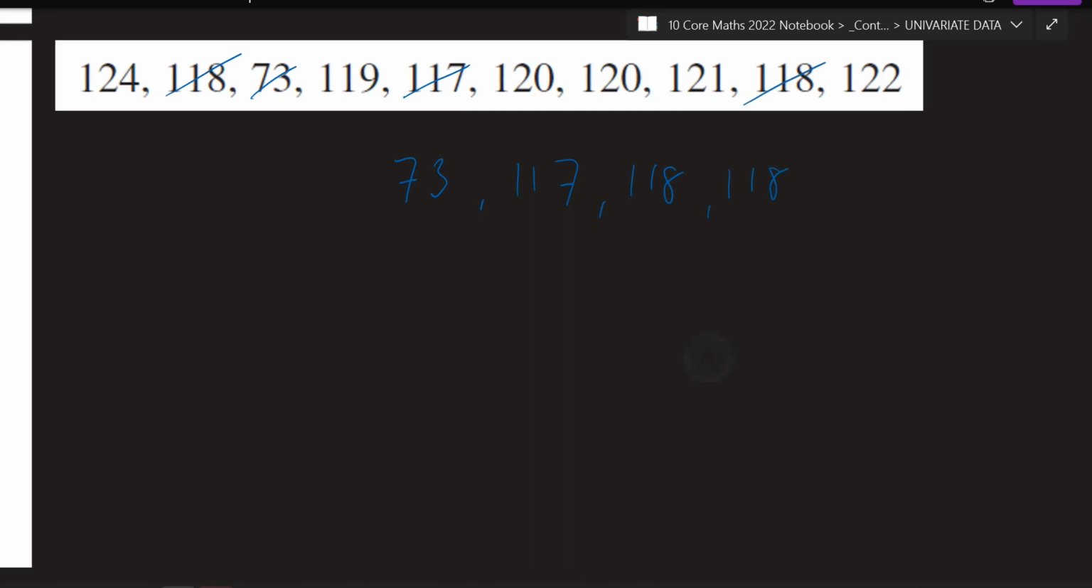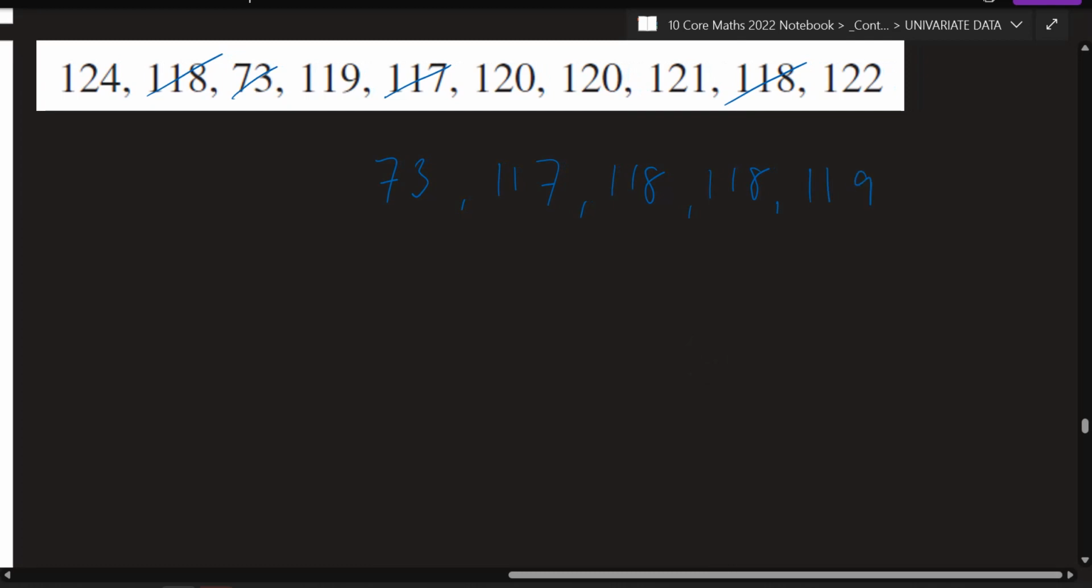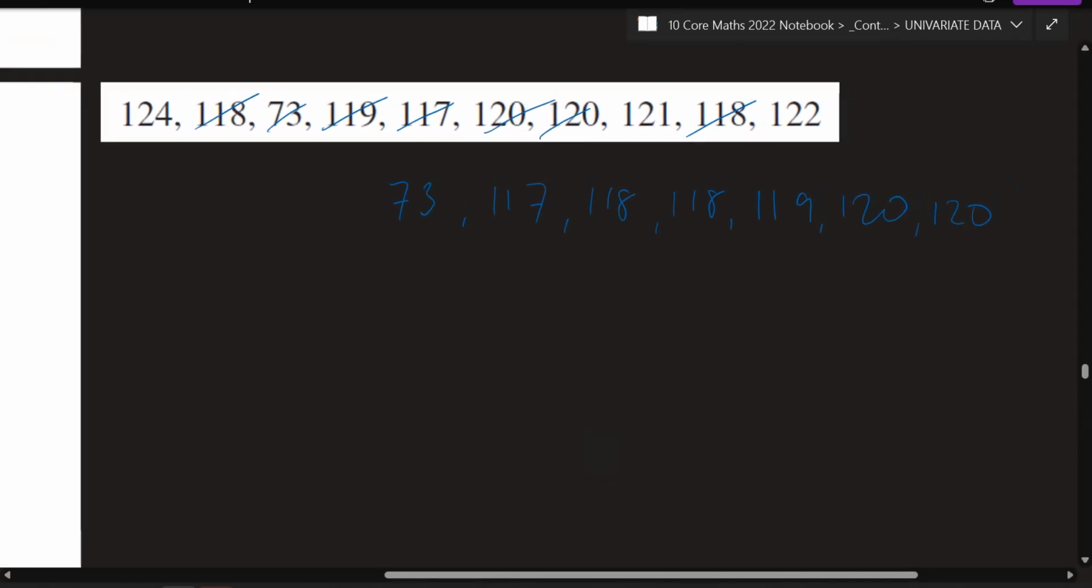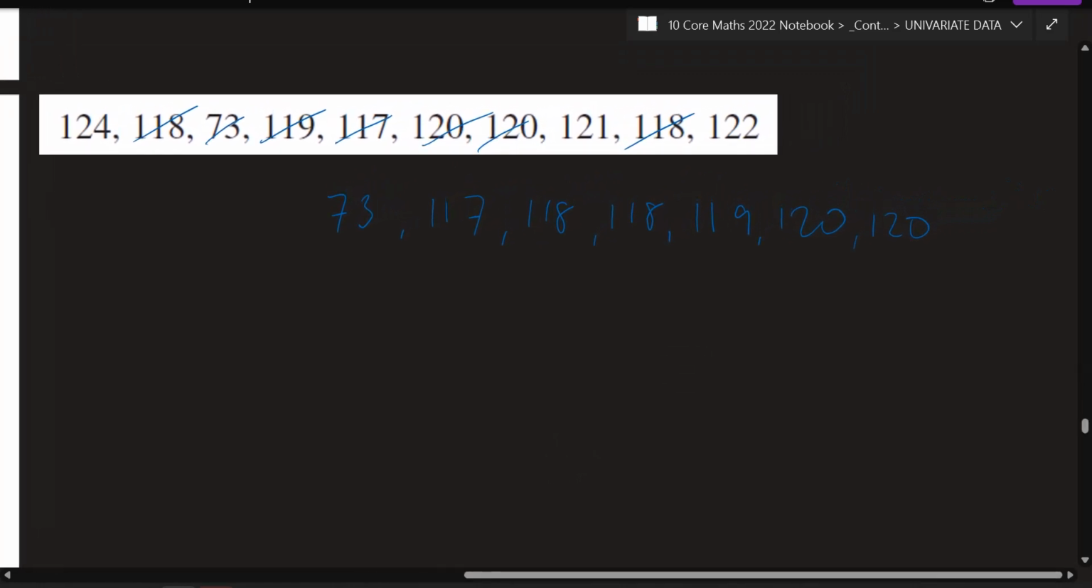So the first number is 73. The next number will be, I think, 117. Notice how I'm crossing it out as I go, so I don't skip any. 118, 118. And then you've got 119. And then two of the 120s. It's important that you know how to put your numbers from lowest to highest. You'll be surprised, there are some year 11 kids that cannot do this.